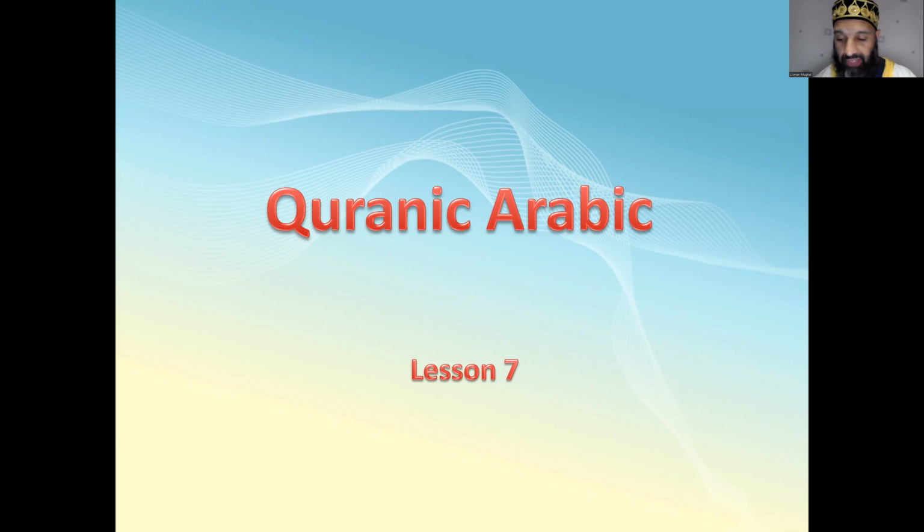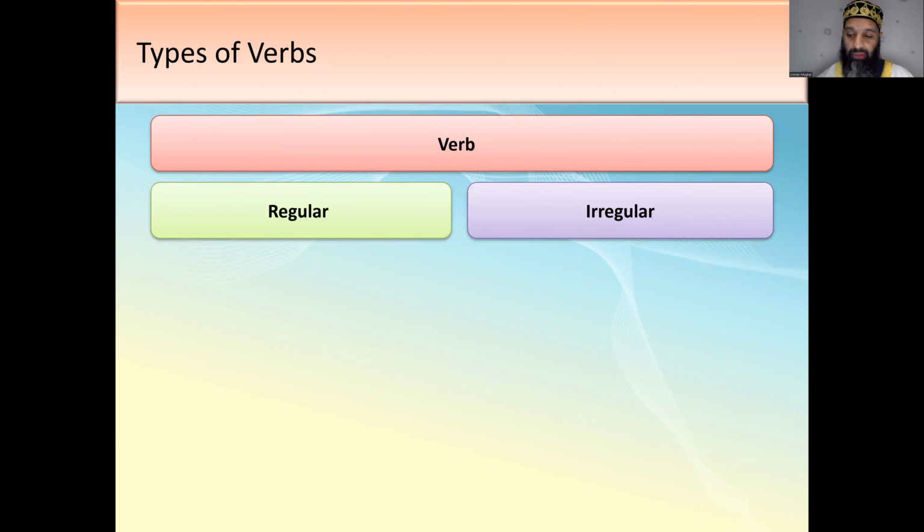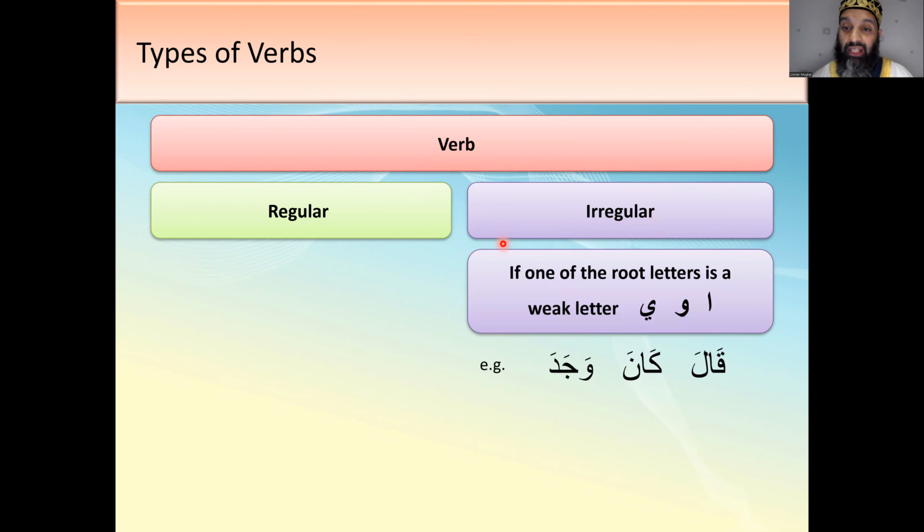Okay, so lesson 7. Verbs. We talked about Arabic having 2 types of verbs. One is regular and the other one is irregular or weak, right? It's called irregular because the book called it irregular, but weak as well. Weak verb, irregular verb, same thing. So how can you tell if a verb is weak or irregular? How can you tell?